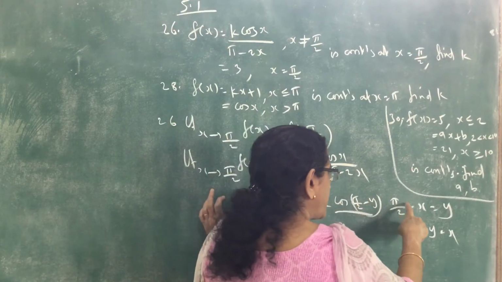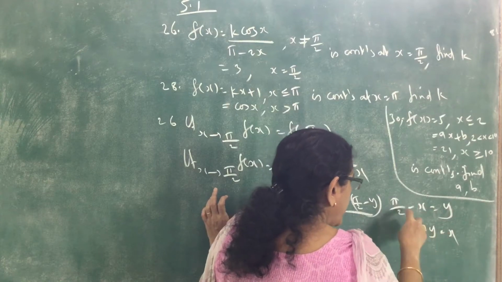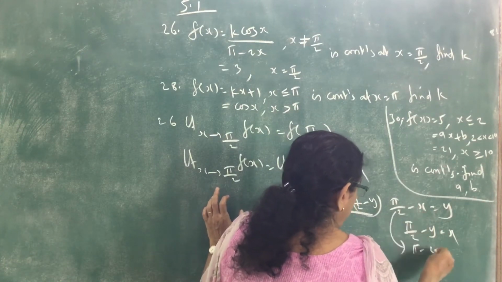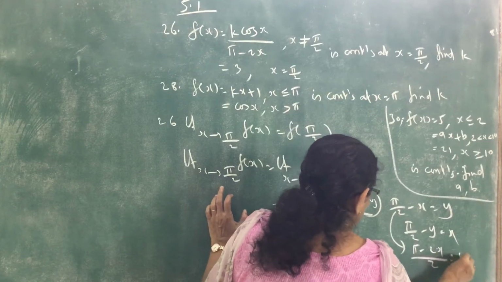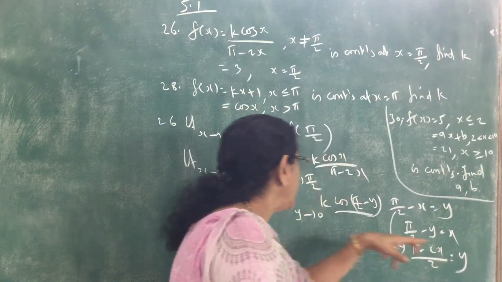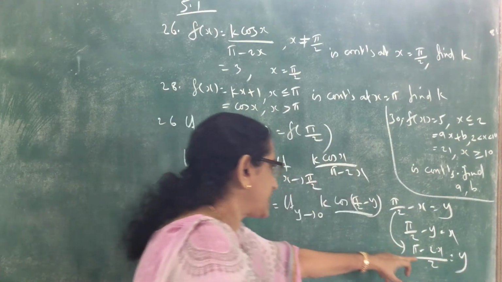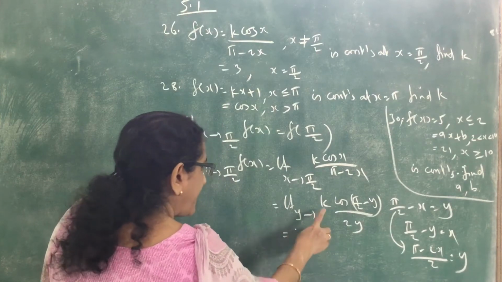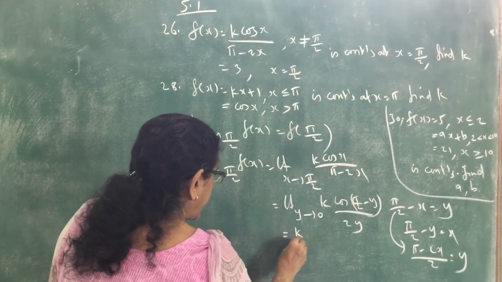What is pi minus 2x? Find the LCM here. From this we get pi minus 2x, pi minus 2x divided by 2 equal to y. So pi minus 2x equal to 2y. So in the place of pi minus 2x we can write 2y. So we can write k by 2. k by 2 is a constant, we can take it outside.